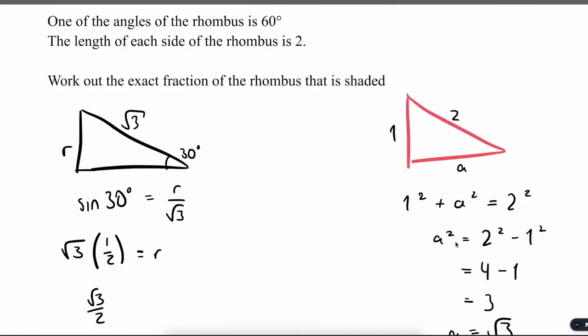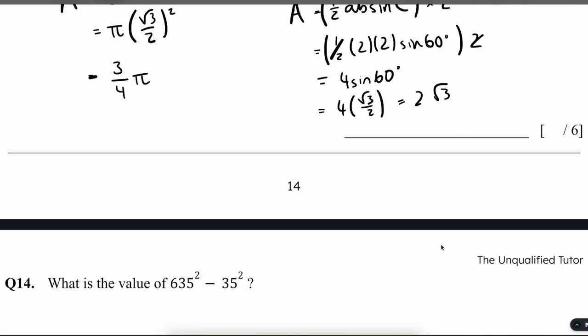So we need to work out the exact fraction of the rhombus that is shaded. That's the inside over the outside, which is 3 pi over 4 divided by 2 root 3. So if we write that as a fraction, over 2 root 3. Now we need to get rid of this denominator here, so we'll multiply both sides by 4. That's 3 pi over 8 root 3. I'm running out of space here. And that cannot be simplified anymore, so that's 3 pi over 8 root 3. And that is our answer there.